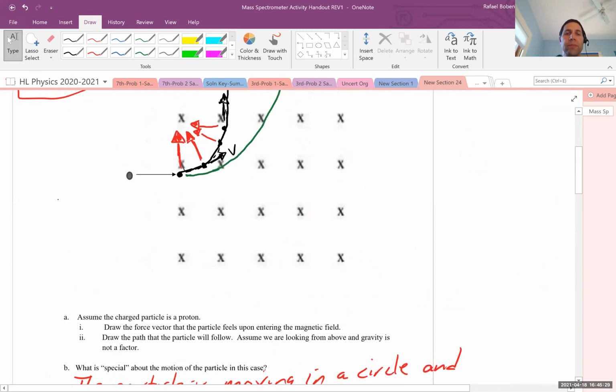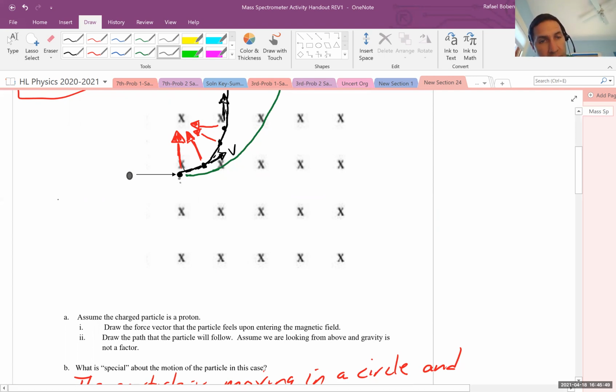Remember the right-hand rule. If this is an electron, I'm going to use gray for an electron. Okay, here's the electron at the entrance here, right? Velocity to the right, fingers going into the page because that's where the magnetic field is. A positively charged particle is going to feel a force up. An electron is negatively charged, so it's going to feel a force down.